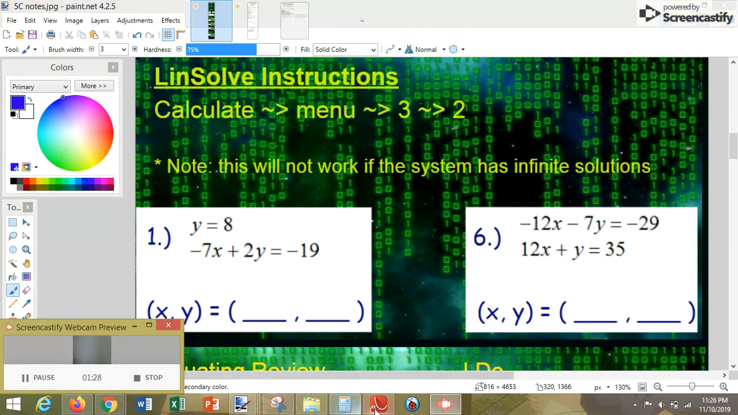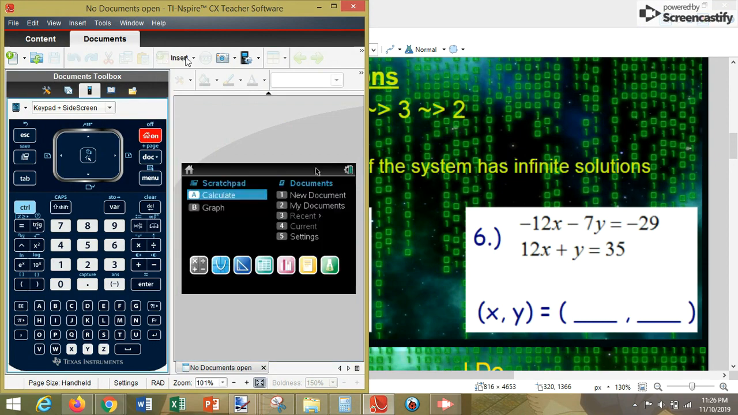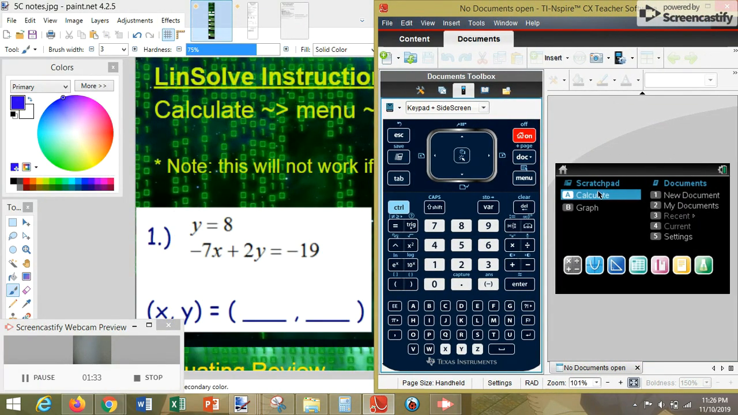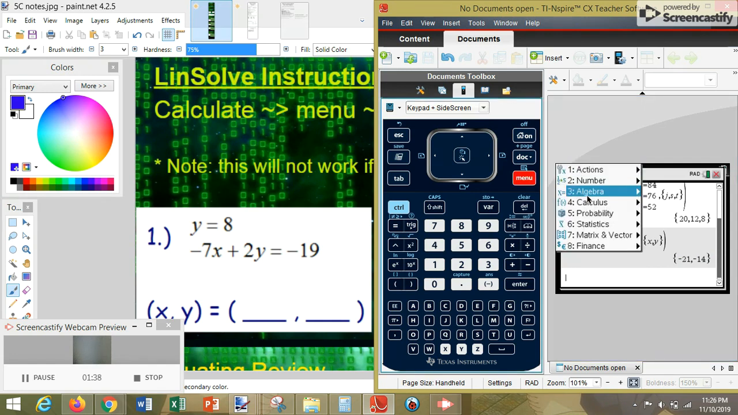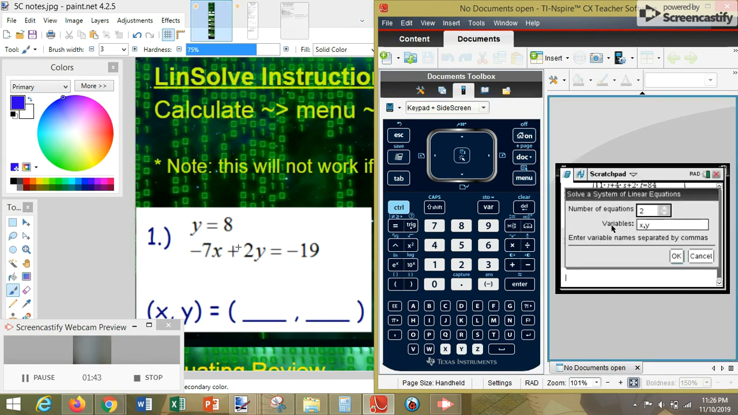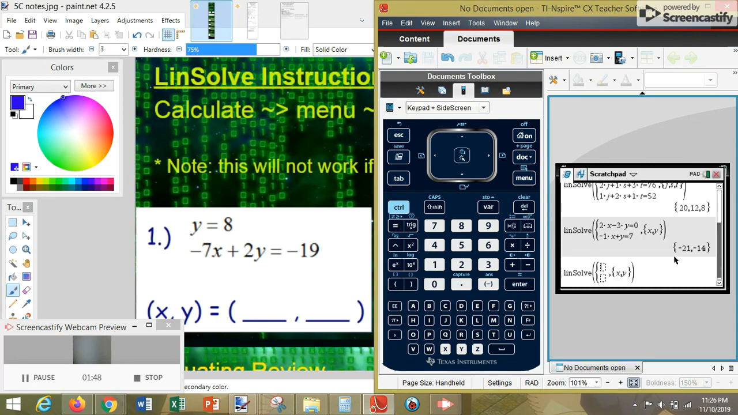To find this in the calculator, we first go to Calculate. To get to LinSolve, we press Menu, 3 Algebra, 2 Solve System of Linear Equations. There are two equations here, so you just press Enter or OK. In the first box, we type in our first equation exactly how we see it, equal signs and all. Go down, type the second equation in the second box.